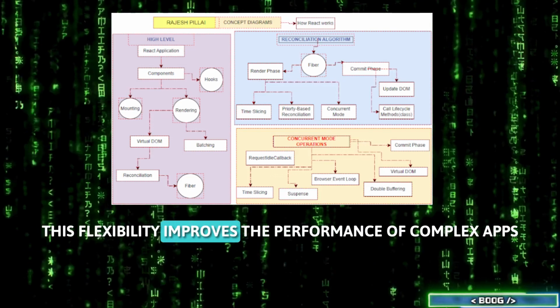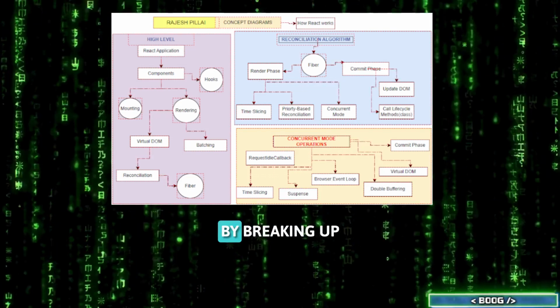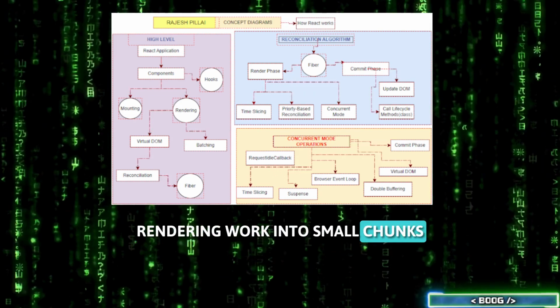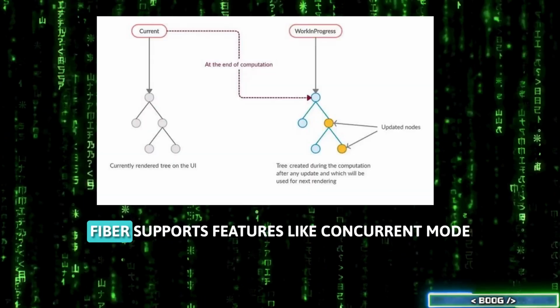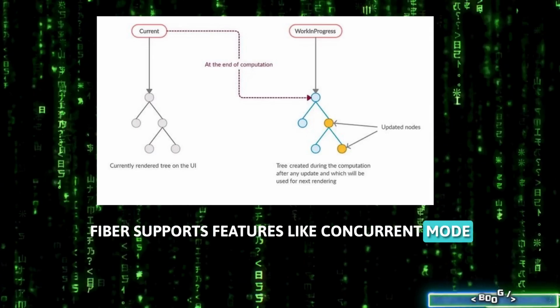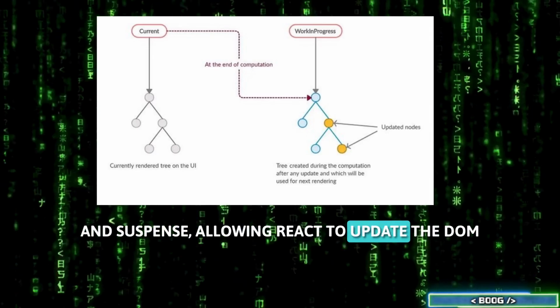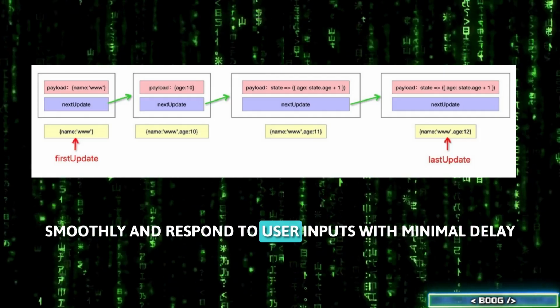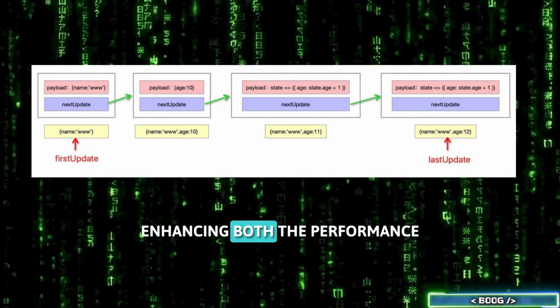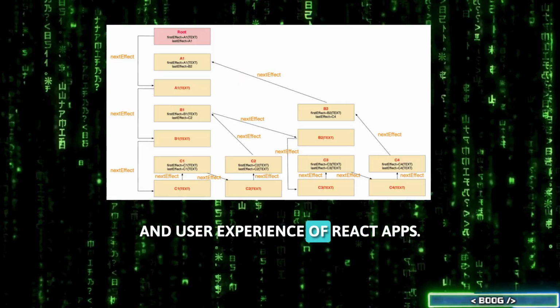This flexibility improves the performance of complex apps by breaking up rendering work into small chunks and managing them more efficiently. Fiber supports features like concurrent mode and Suspense, allowing React to update the DOM smoothly and respond to user inputs with minimal delay, enhancing both the performance and user experience of React apps.